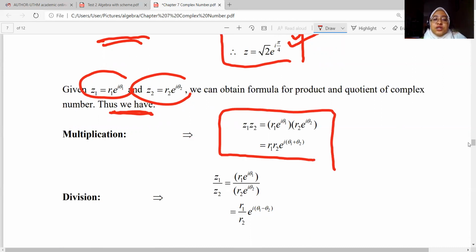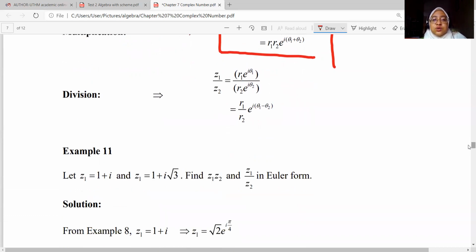Meanwhile, if we want to divide, z1 over z2 is equal to r1 e^(iθ1) over r2 e^(iθ2), which is equal to r1 over r2 times e to the power of i(θ1 − θ2).